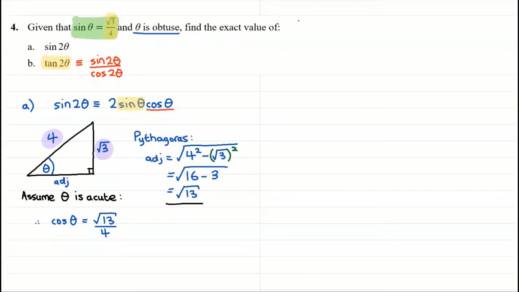Let's not forget, though, that this is for acute theta. So now we need a CAST diagram, don't we, just to verify whether this is going to be a positive or negative value when theta is obtuse. So just going up here now. For theta as an obtuse angle, what's its sign going to be? So just label the CAST diagram.